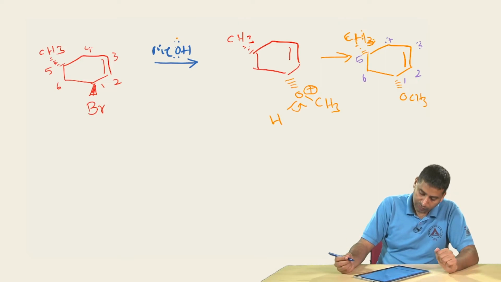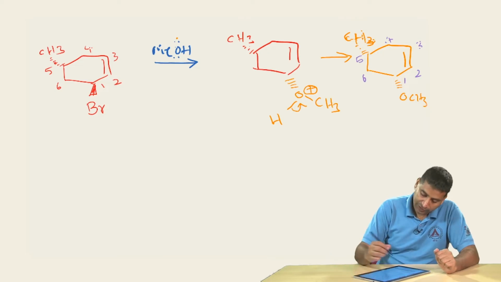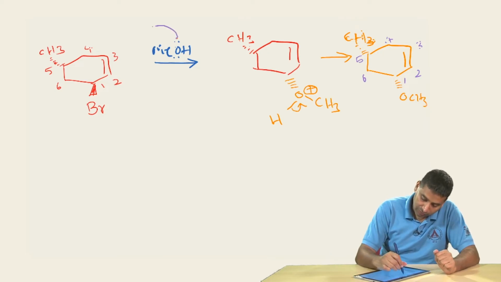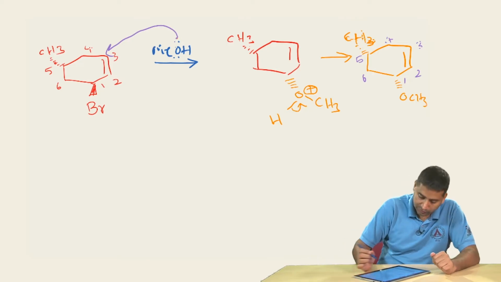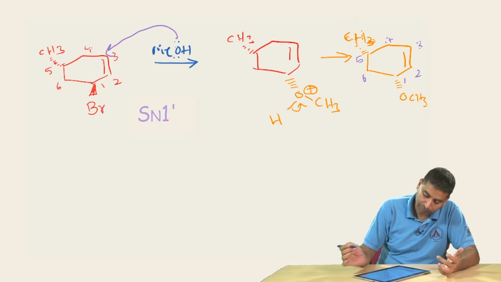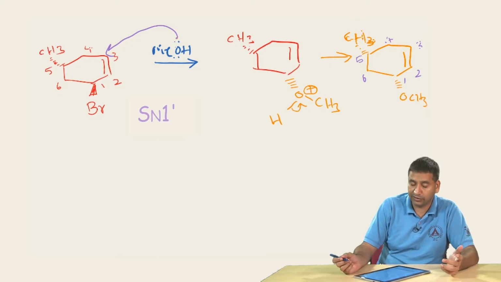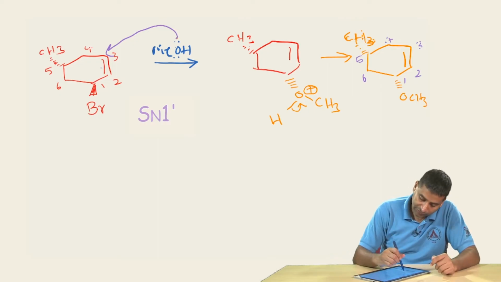It is possible that you might have attack of methanol on this carbon. When it attacks on this carbon, you have an SN2 prime reaction. This is something that we have discussed in class. Once it attacks here, you could have the movement of this double bond over here and it kicks out bromide.